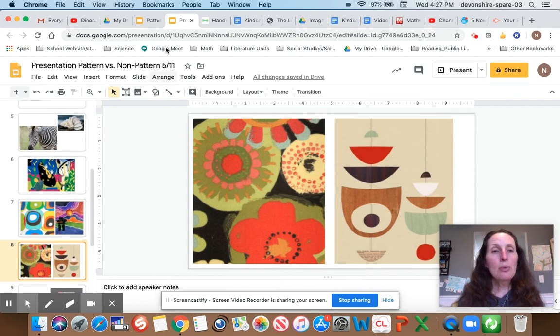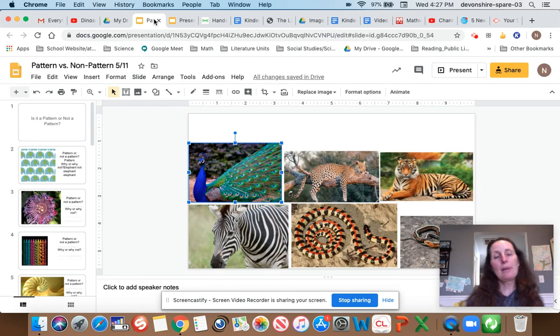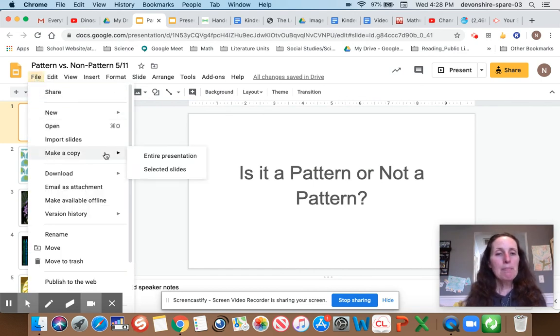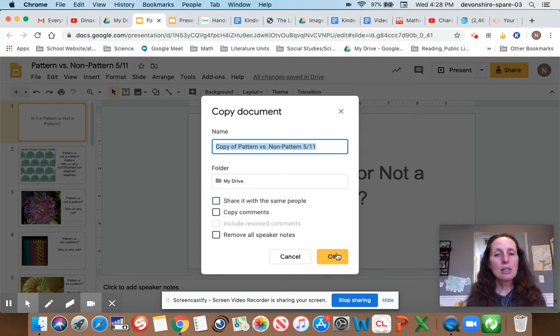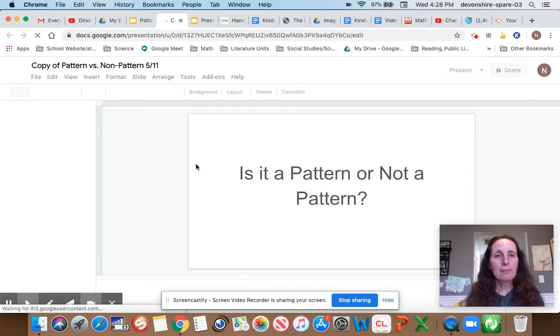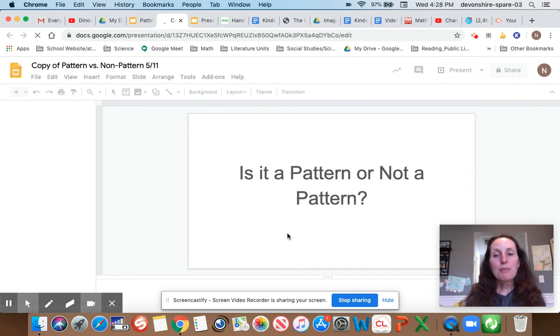All right, so now I'm going to show you what we're going to do for our work today to show us what you guys think about patterns. If you are doing this as Google Slides, what you will first do is go to File, make a copy, entire presentation, and hit OK. So it will make a copy that you can write on and turn in for your teacher to see. Okay, so now we're on our copy. If you are doing this on Seesaw, you don't have to worry about this part at all.